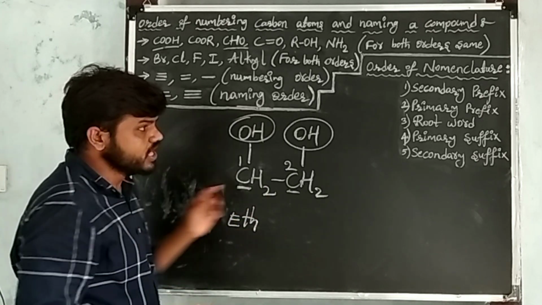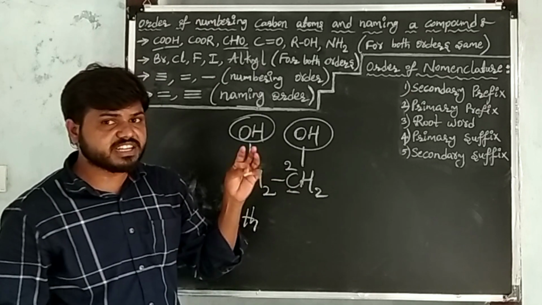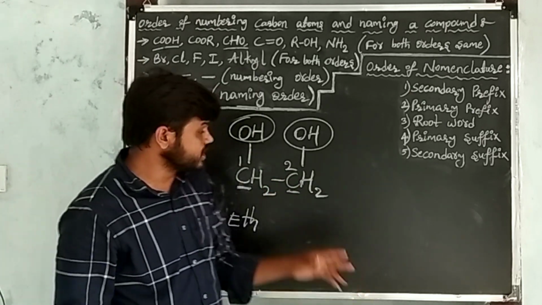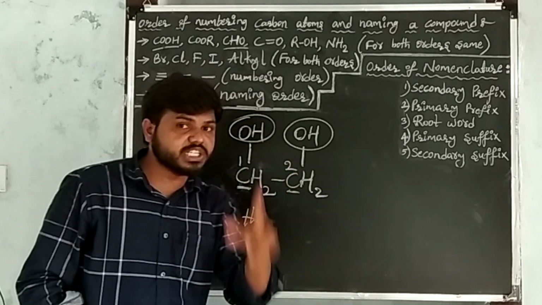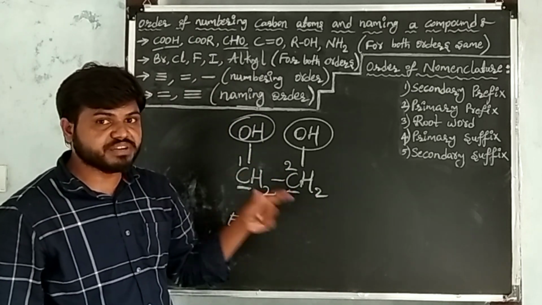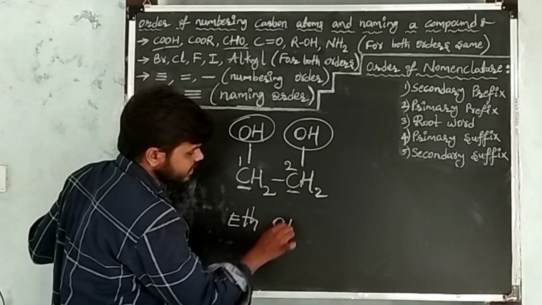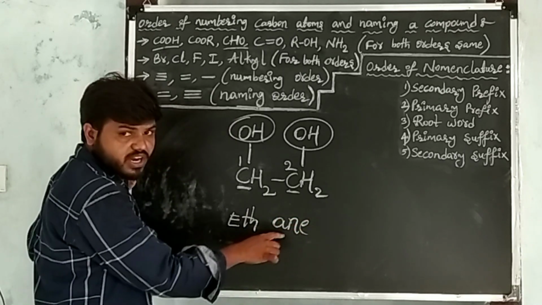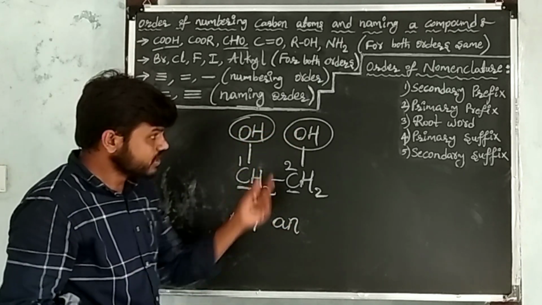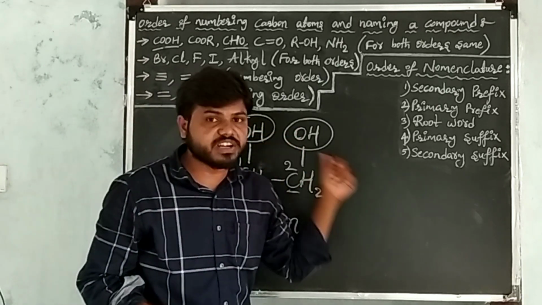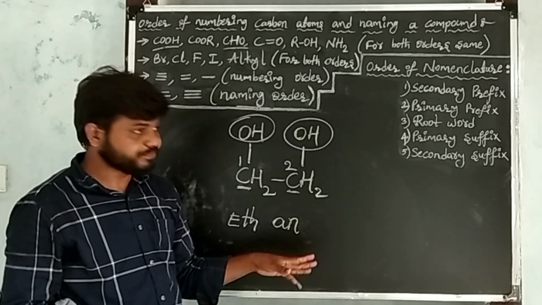I have written the root word. After writing the root word, go to the primary suffix. Primary suffixes are single bonds, double bonds, triple bonds. Between every 2 atoms in the given carbon compound, single bonds are present. That's why add the suffix of single bond, that is a. I am not taking this e because a functional group is there. Alcohol belongs to functional groups. I have written the suffix a.